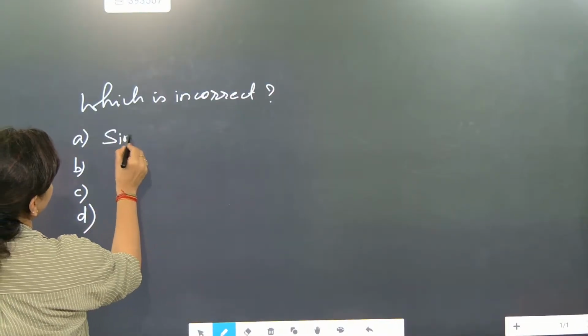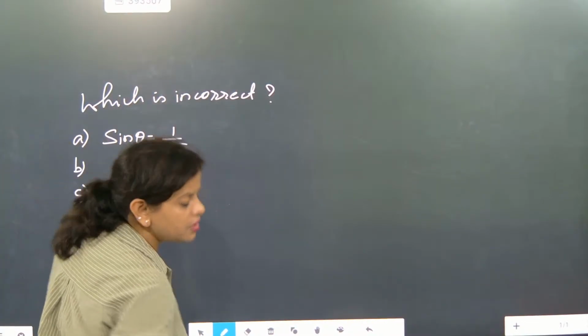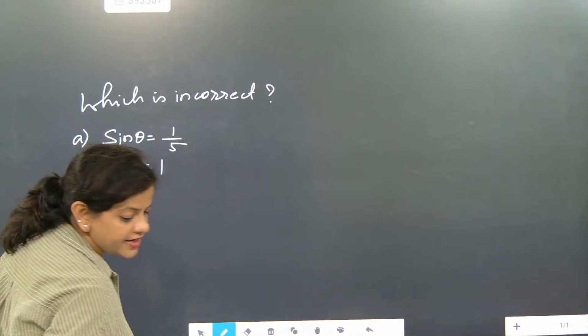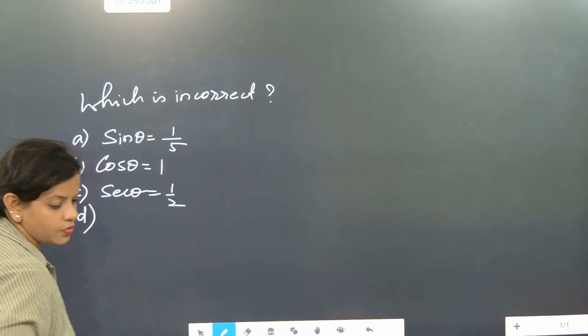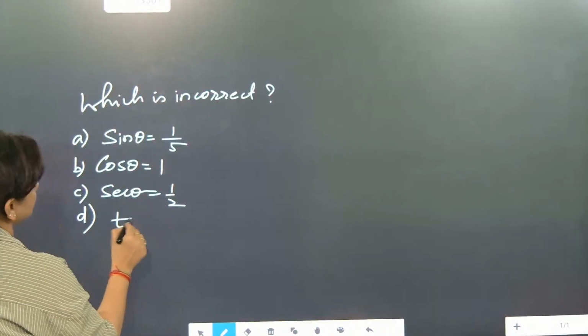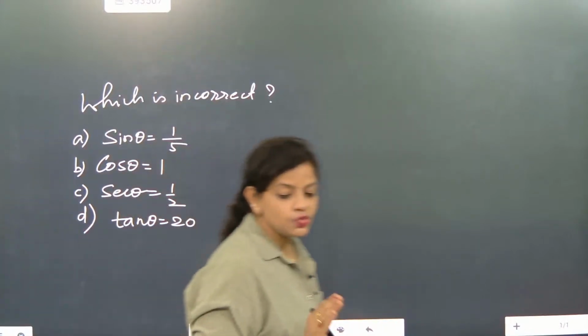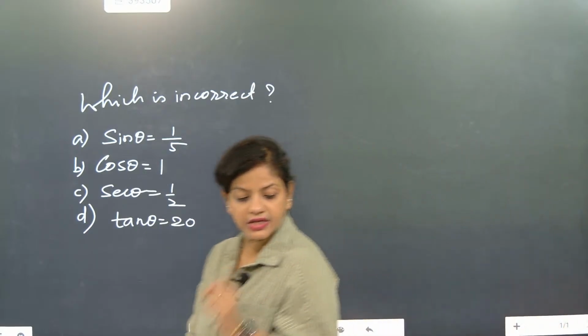Sin theta is equal to 1 by 5. This is the first option. Cos theta is equal to 1. Next one is secant theta is equal to 1 by 2. And tan theta is equal to 20. You have to identify which one is incorrect. Come on, go for it. You have to identify which answer is incorrect.